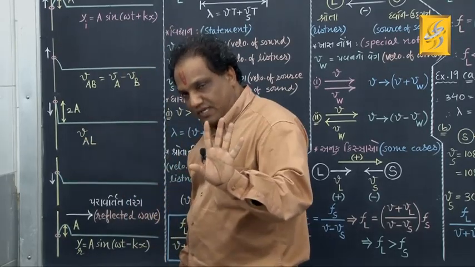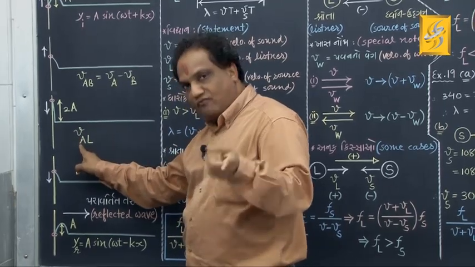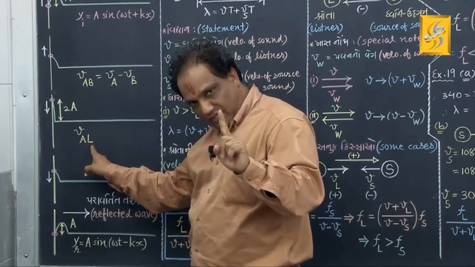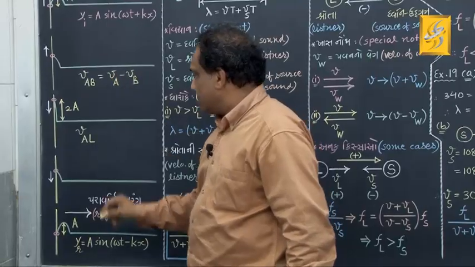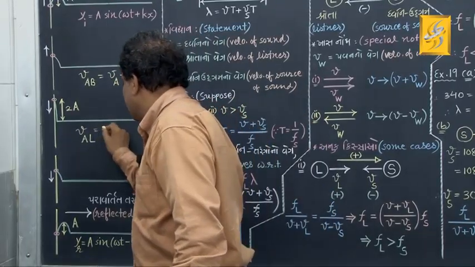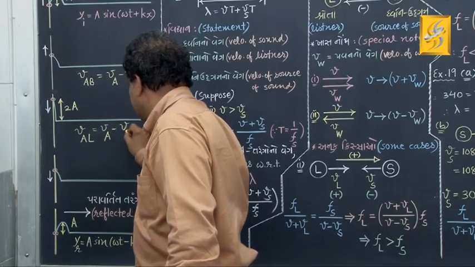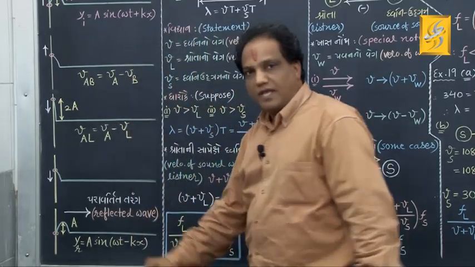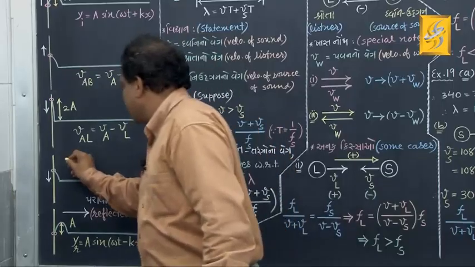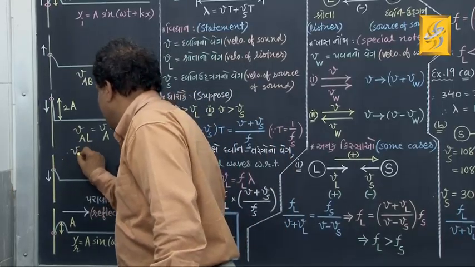Velocity of sound waves at present I am showing by symbol VA, with respect to listener. Now tell me, according to this definition, can you rewrite this way? It should be VA minus VL. Any problem?